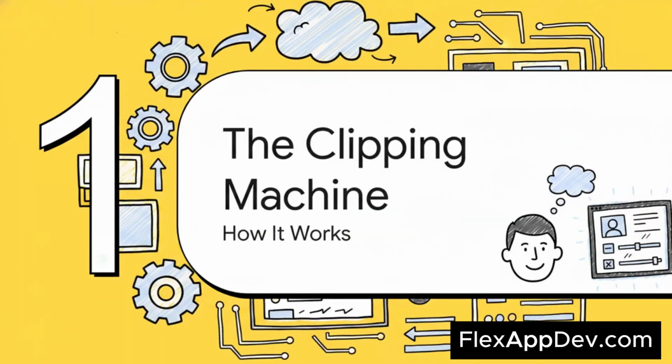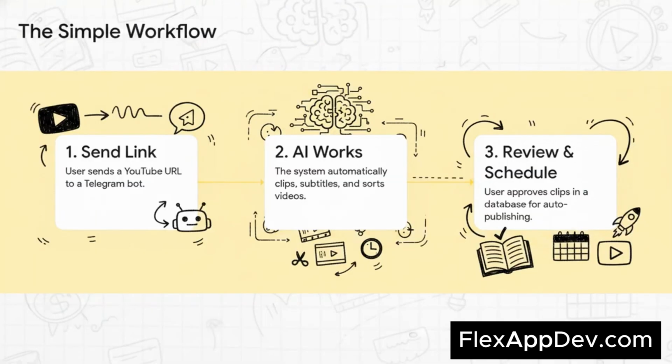Okay, so before we get into all the nuts and bolts, let's just look at the finished product from the user side. Because the real beauty of this whole system is just how incredibly simple it is on the front end. It's really just a simple three-step dance. First, you send a YouTube link to a bot in Telegram. That's it. Second, the AI gets to work, analyzing the video, finding all the best moments, clipping them up, and adding subtitles. And finally, you get a little notification.